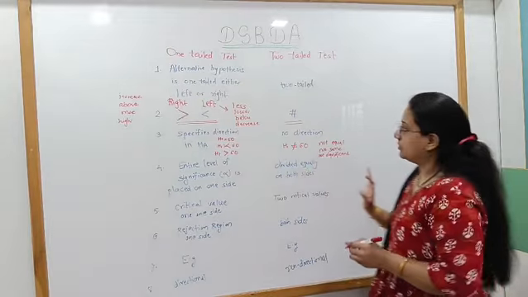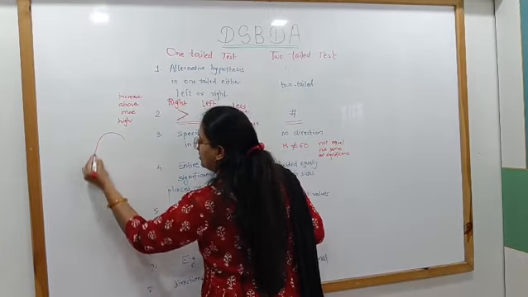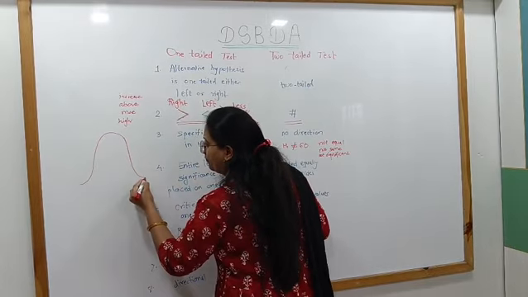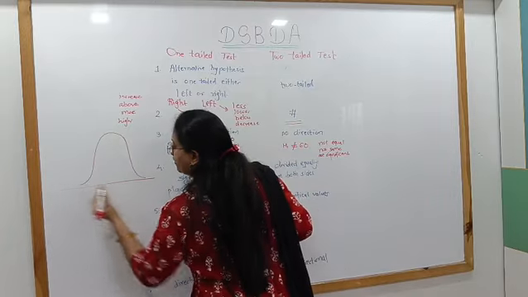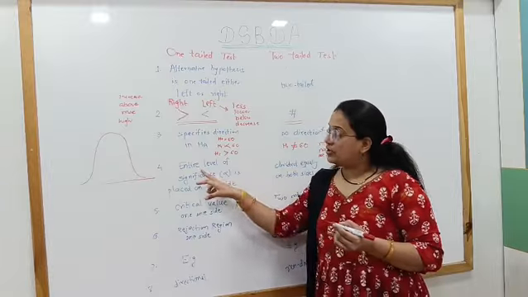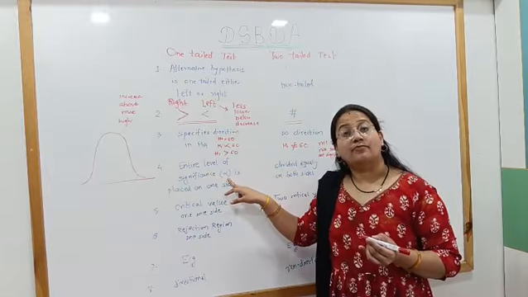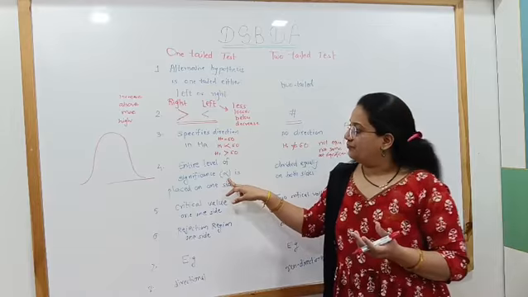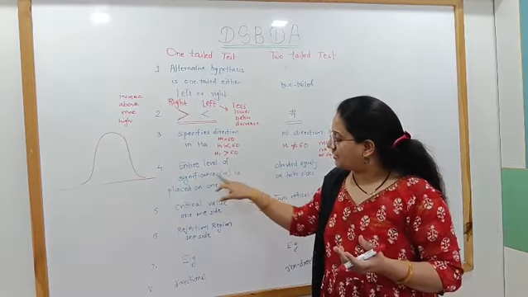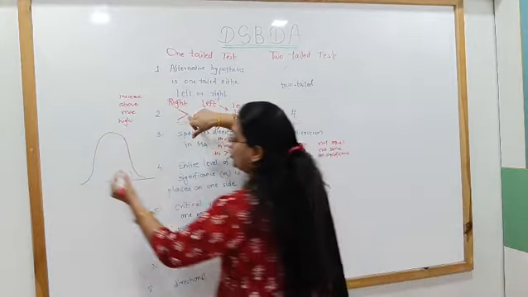I will show this using a graph like this. Suppose this is a graph, and we already discussed that we use the significance level alpha while calculating the critical value. So the level of significance, alpha, is placed on one side. If it is a right tail test, then alpha is here.